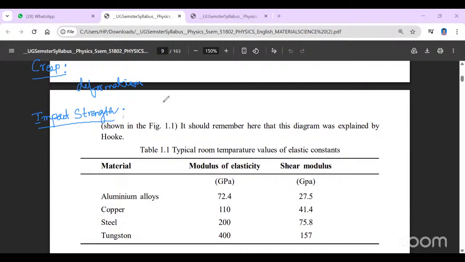So these are the important properties we have to see when we are choosing any metal or alloy to be utilized in engineering applications, or in the materials we use for any application. So these we call the mechanical properties of the material.